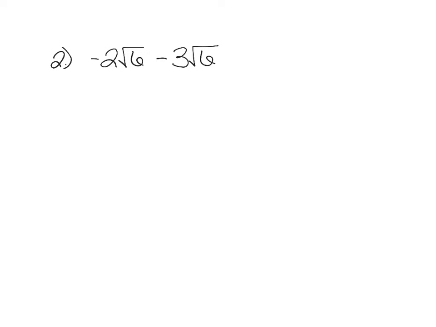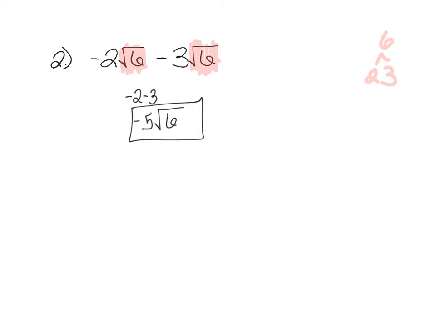Okay, let's try this one. We have negative 2 radical 6 minus 3 radical 6. Both of them have a radical 6, and radical 6 does not simplify, because if I try to do a factor tree with 6, I just get 2 and 3. So those are like terms because they both have a square root 6. So I'm going to combine the coefficients. Negative 2 minus 3 is negative 5. And then I get radical 6 behind it. So negative 5 radical 6.